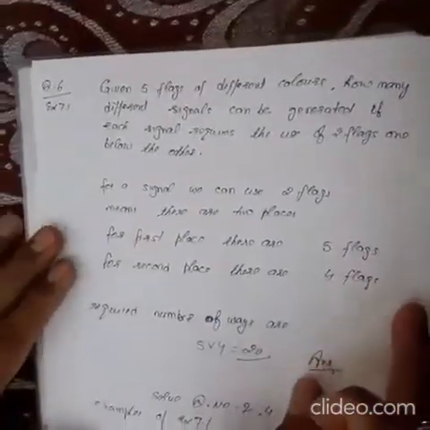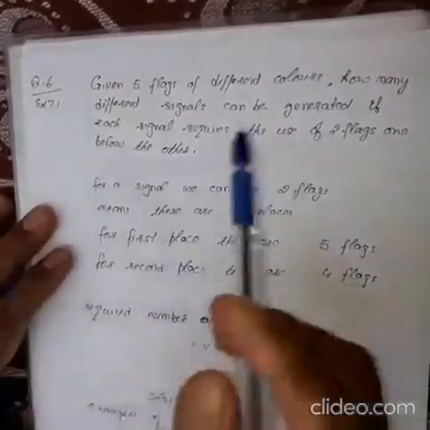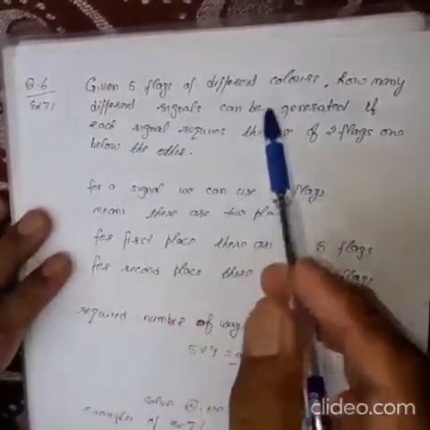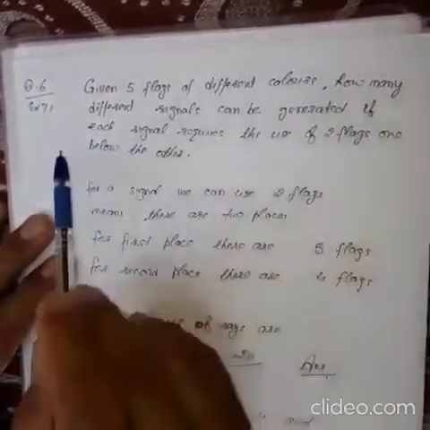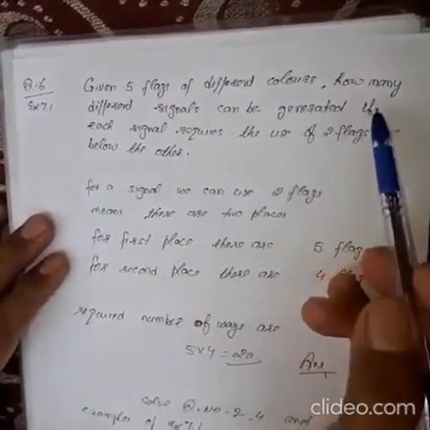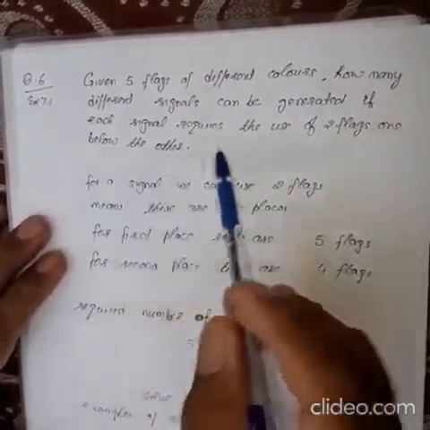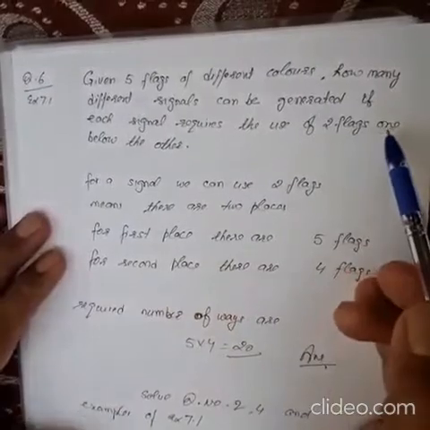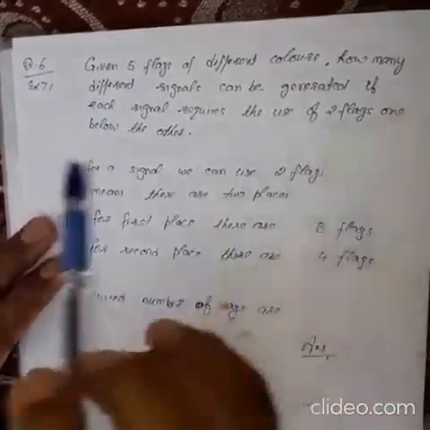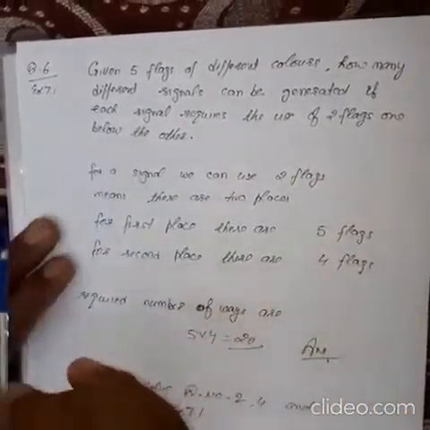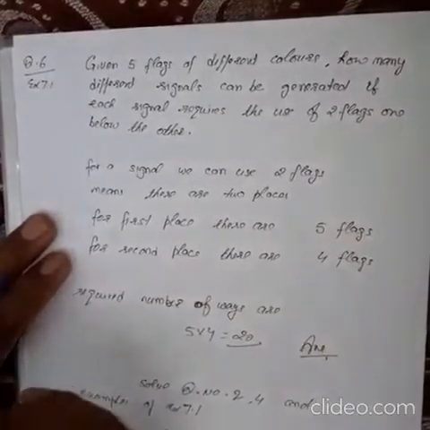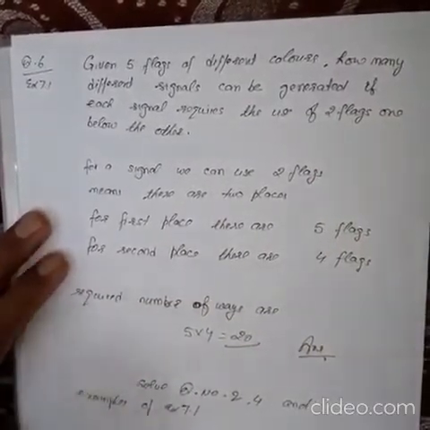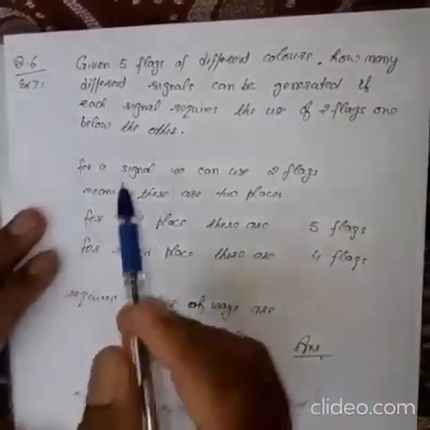Then it is question number 6. Given 5 flags of different colors, how many different signals can be generated if each signal requires the use of 2 flags, one below the other? So total 5 flags of different colors, and we want to generate signals by using 2 flags, one below the other. How many different signals?